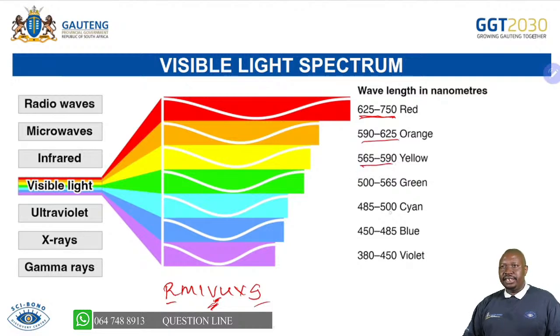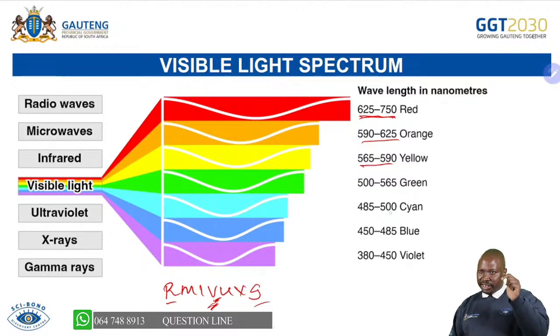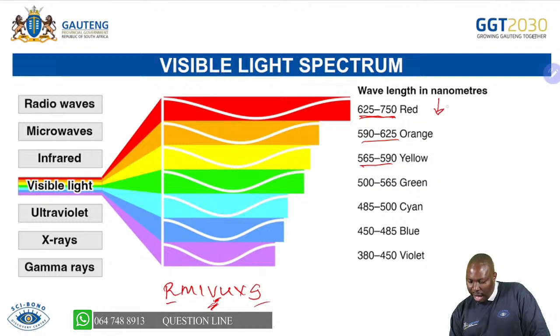So the wavelength there is given. And what does a longer wavelength mean? When the wavelength is longer, I've explained already, longer wavelength means lower frequency, which means lower energy. But shorter wavelength means higher frequency, and higher frequency means higher energy.